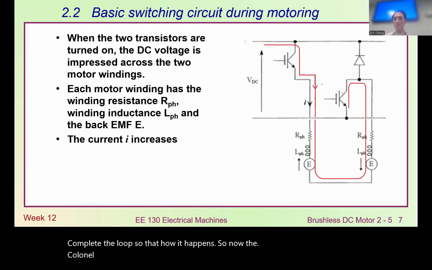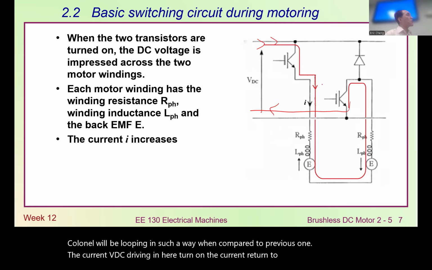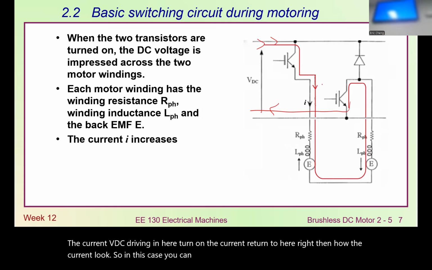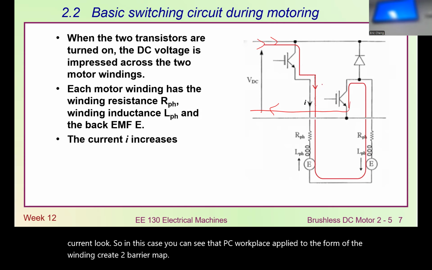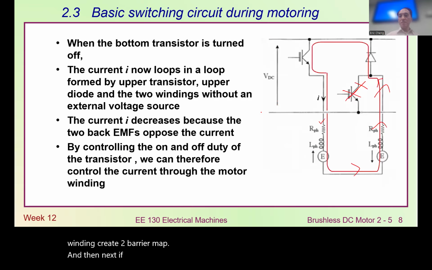You compare to the previous one. With VDC driving in here, turned on, the current will turn to here, right? That's how the current loops. In this case, you can see that the DC voltage is applied to the whole winding, creating full back EMF and full voltage drop on the whole resistor. And then next, if you turn off the bottom transistor, then this current will therefore loop in this manner.